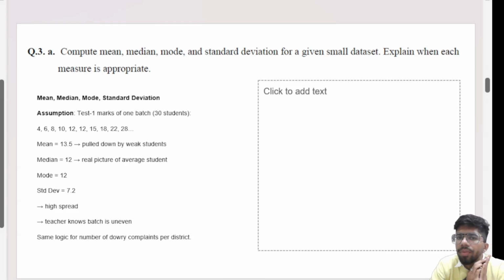The median, which is the middle value of the sorted data, is 12. The median gives us the real picture of the average student, especially when the data is skewed. Unlike the mean, the median is not affected by extremely high or low marks. So in uneven or imbalanced datasets, the median gives us a more stable central value.